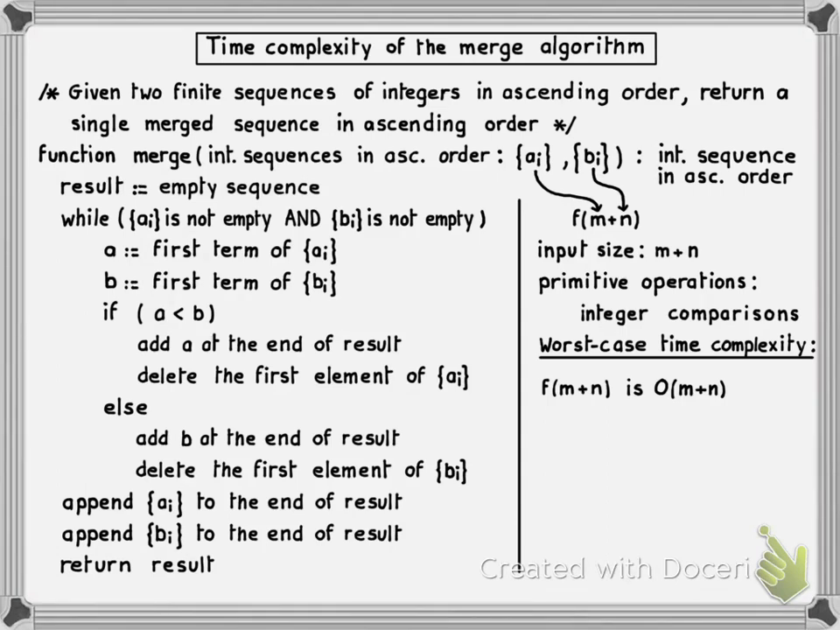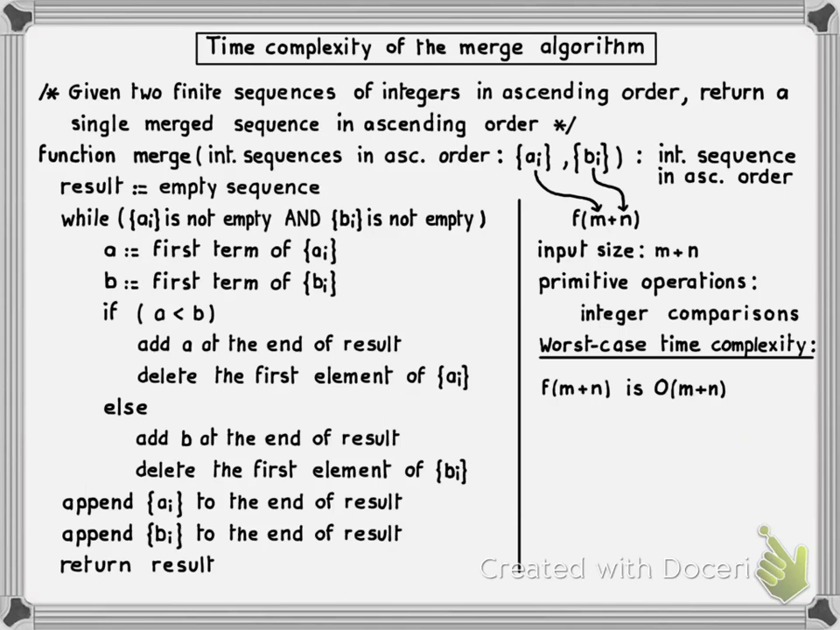Now, while we just argued that in the worst case, the runtime of this algorithm is m plus n, you might think that this upper bound is too large. Because remember, at the end of the while loop, one of these sequences is not empty, and we're going to add all of its remaining elements to the result sequence in one step. So it's quite possible that this upper bound is much too large.